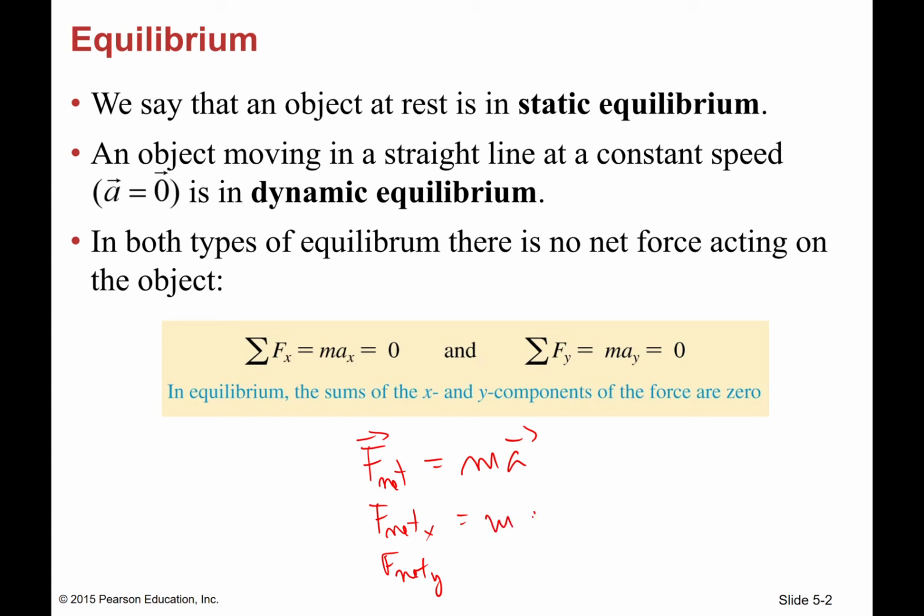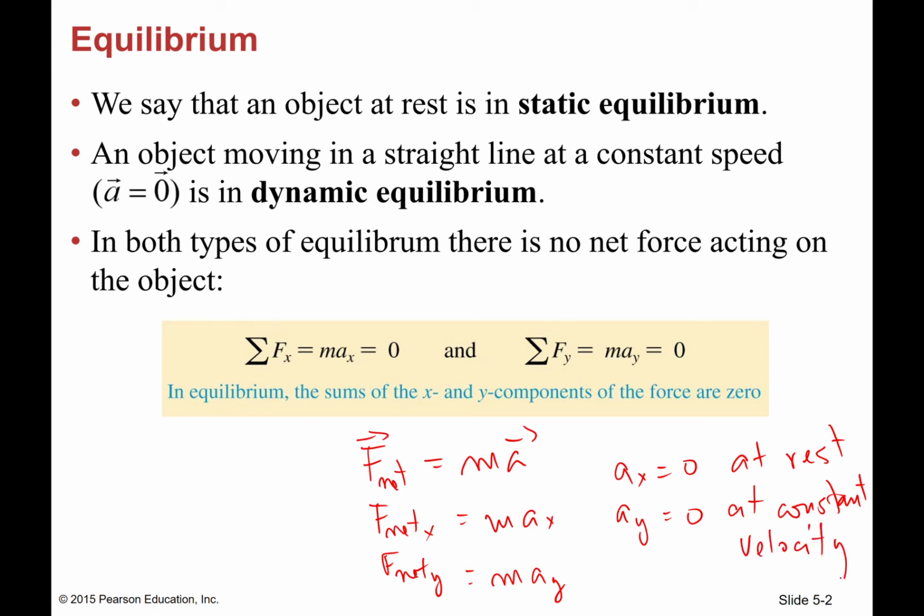It has an x component and a y component. So F net x is equal to mass times the acceleration in the x-axis, and F net y is equal to mass times the acceleration in the y-axis. A typical set of problems that we're going to encounter occur when the acceleration is equal to 0, ax equal to 0, ay equal to 0. In this case, the object is at rest, not moving, or moving at constant velocity. So those are the two types of problems that we're going to deal with first: constant velocity and at rest.